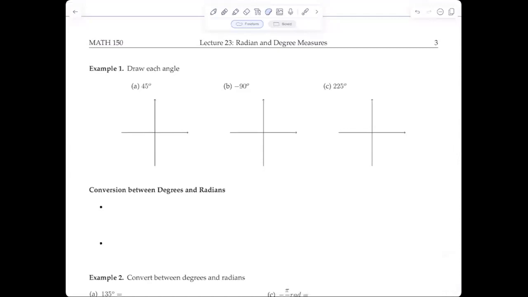So for instance, draw each angle here. You have positive 45 degrees. Remember, the first part here of the 2D plane is 90 degrees, so half of this is 45 degrees. Now here you have negative 90 degrees, remember 90 degrees, but in the clockwise rotation instead of counterclockwise rotation. Then you have 225 degrees, so the rotation is counterclockwise, but you go past 180 degrees, add another 45 degrees to get to 225 degrees.